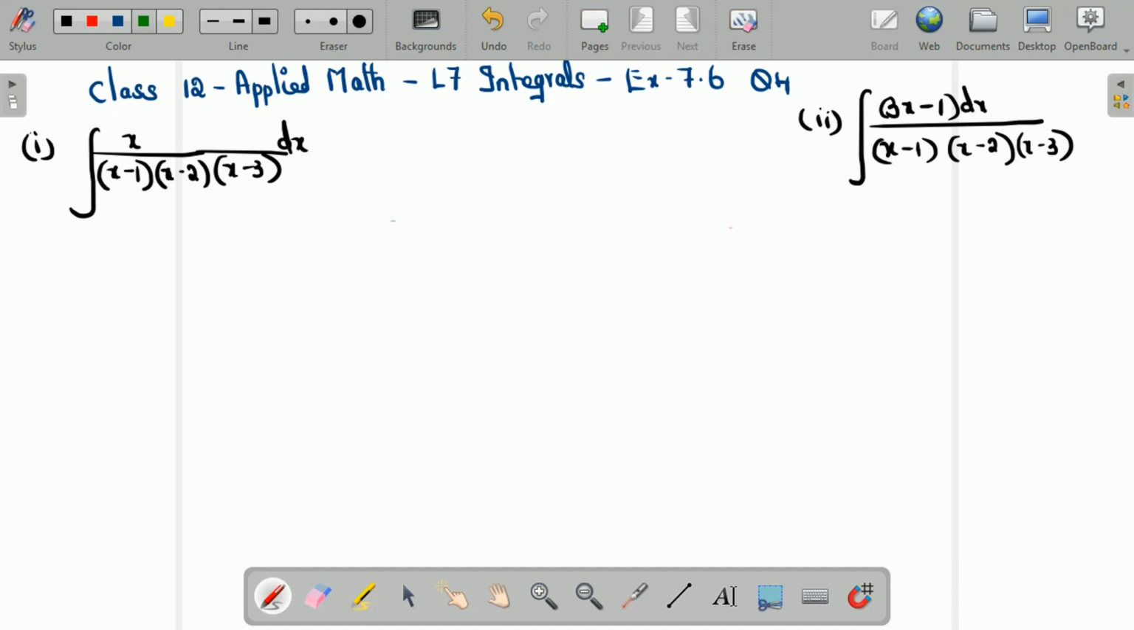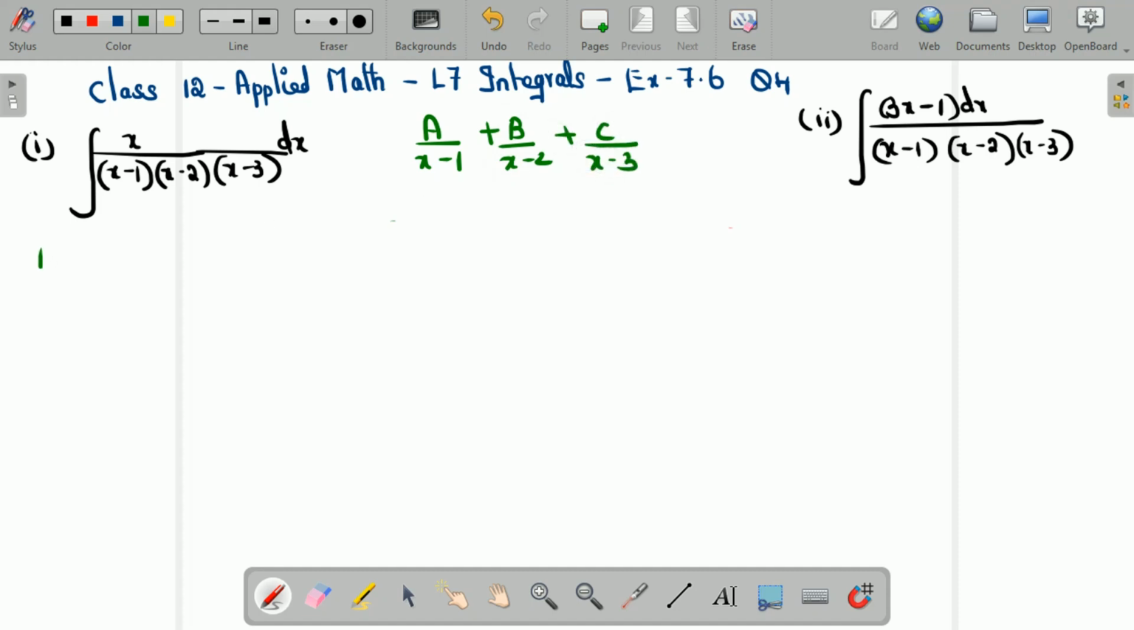In this video, let's find the solution for the fourth question in exercise 7.6. Let's tackle the first subdivision, integral of x divided by (x minus 1)(x minus 2)(x minus 3). By partial fraction methods, this will be A divided by x minus 1 plus B divided by x minus 2 plus C divided by x minus 3.